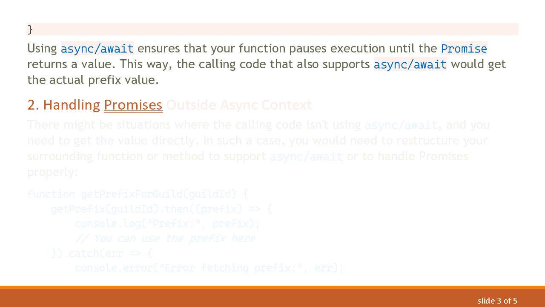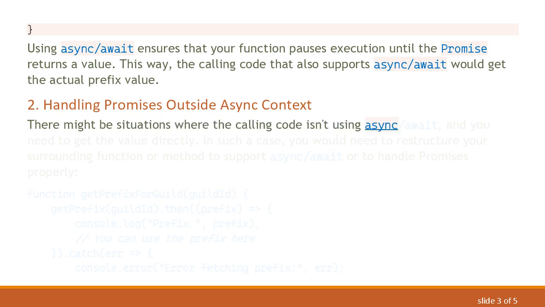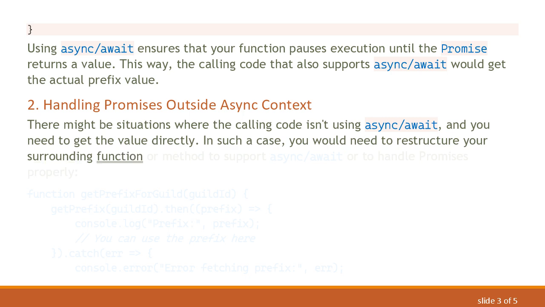2. Handling promises outside async context. There might be situations where the calling code isn't using async/await, and you need to get the value directly. In such a case, you would need to restructure your surrounding function or method to support async/await or to handle promises properly.